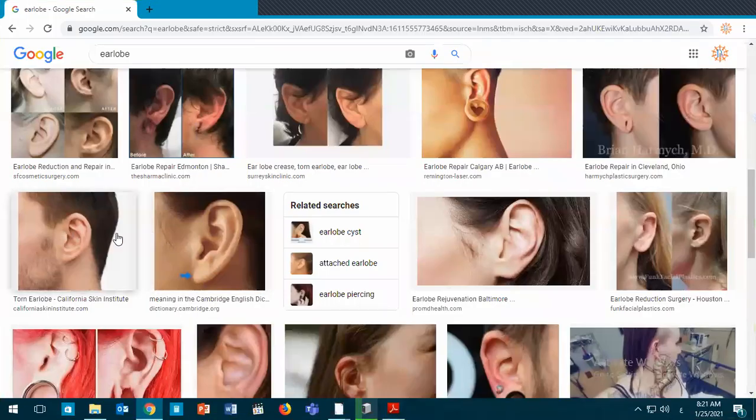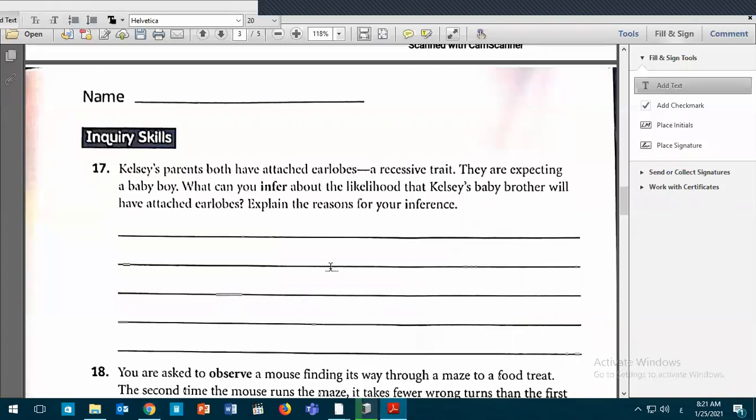Those two pictures, can you see them? One with an attached and one with a free ear loop. Can you see that? Yeah, now I know it. This is the ear loop. Okay, can you see the difference, Sabine? Yeah. Okay, now let's go back to the question.